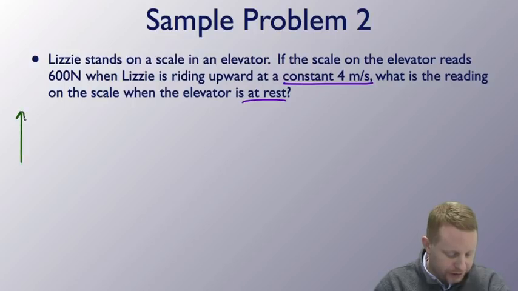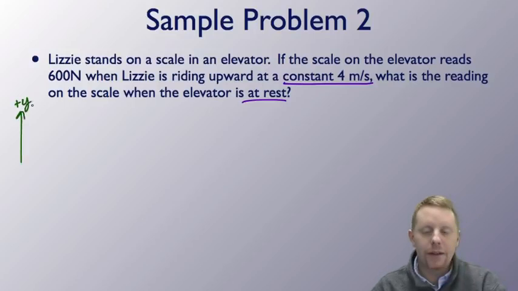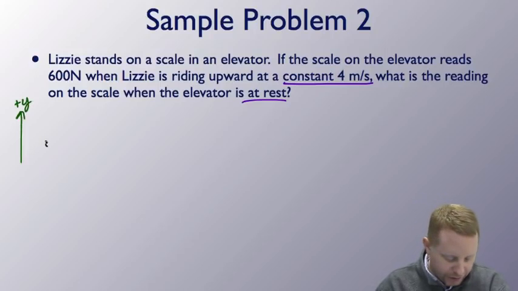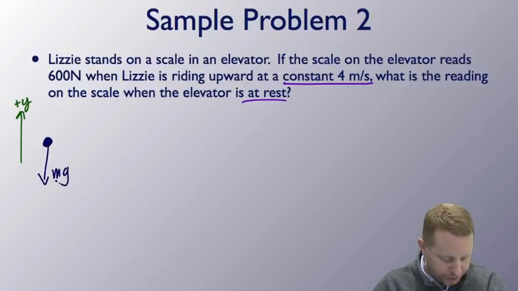We'll draw our free body diagram, and this time let's call up the positive y direction. Again, an arbitrary choice. I usually pick the positive y direction to be a direction that the object moves initially. And if we draw our free body diagram here, there's our dot for Lizzie. We have force of gravity down, mg, and we have the normal force, the force of the scale, back up.